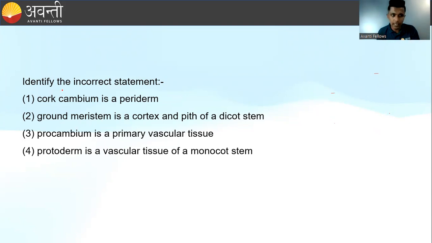So looking at the statements: cork cambium is peridome. Ground meristem is a cortex and the pith of a dicot stem. Procambium is a primary vascular tissue. Protoderm is a vascular tissue of a monocot stem. So cork cambium is not a peridome. That is why option 1 is wrong, whereas the rest of the options are right.